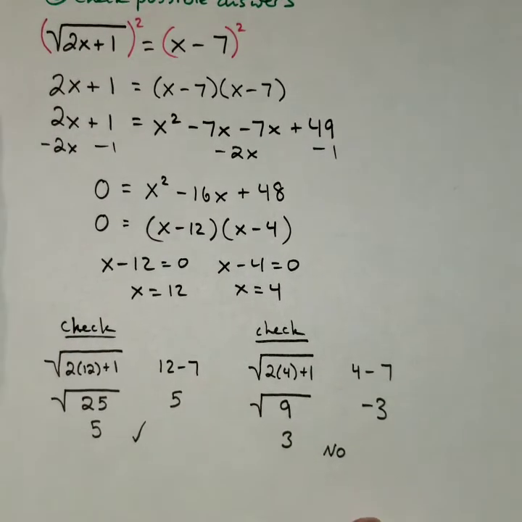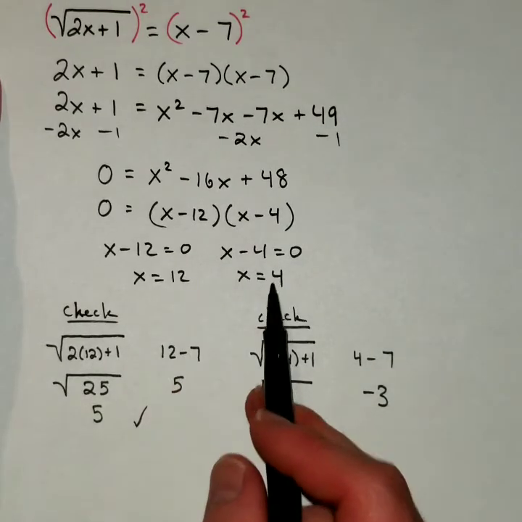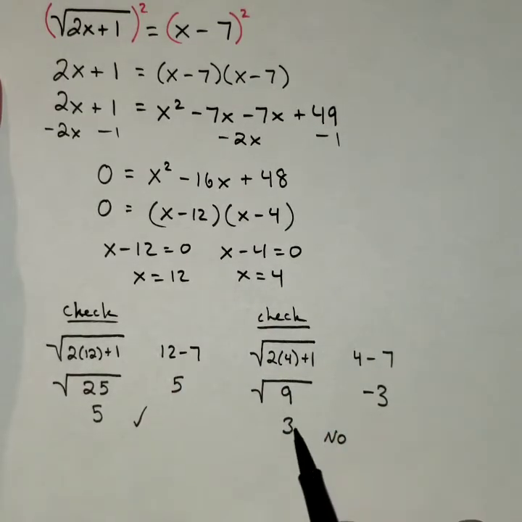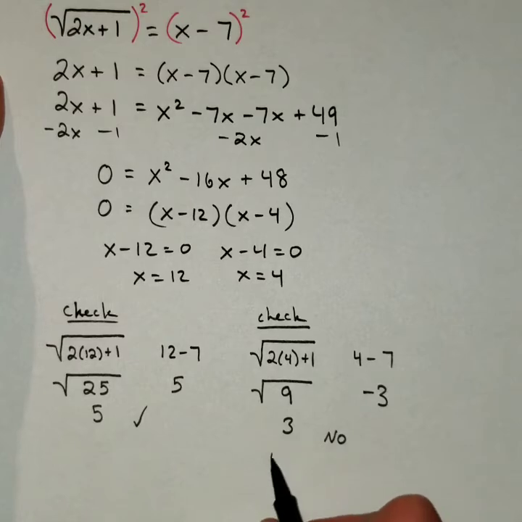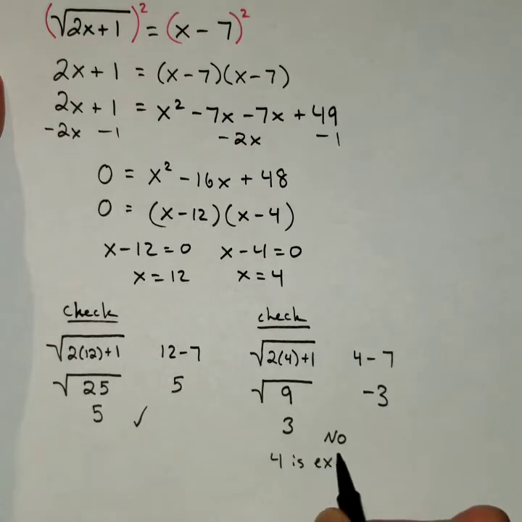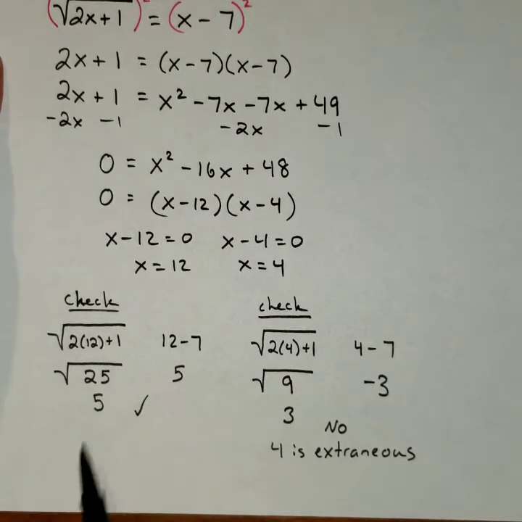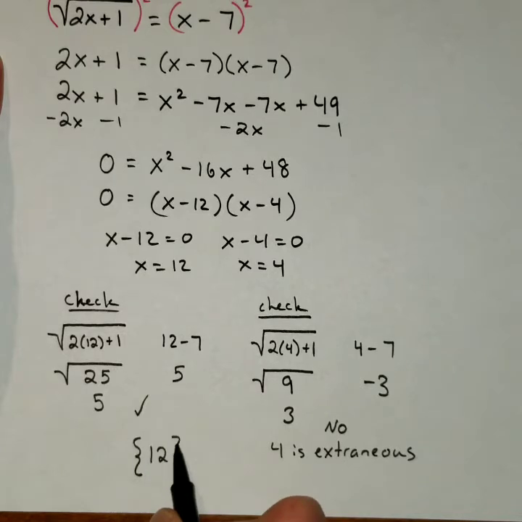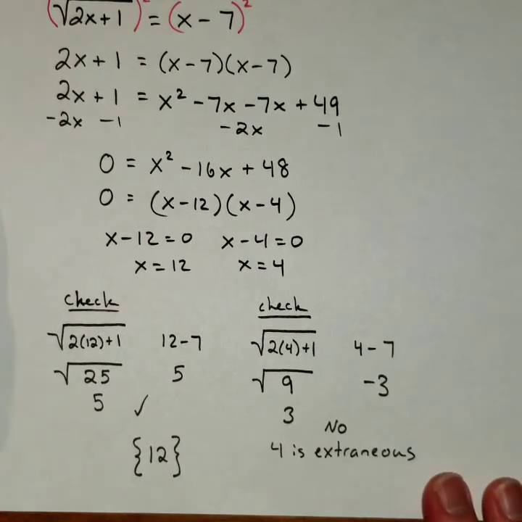Now the final answer needs to be whatever solutions do check out. We'll say that the 4 is extraneous. 4 is extraneous, 12 is a solution. And so the final answer, and again, you want to write this out in solution set form, is the answer 12.